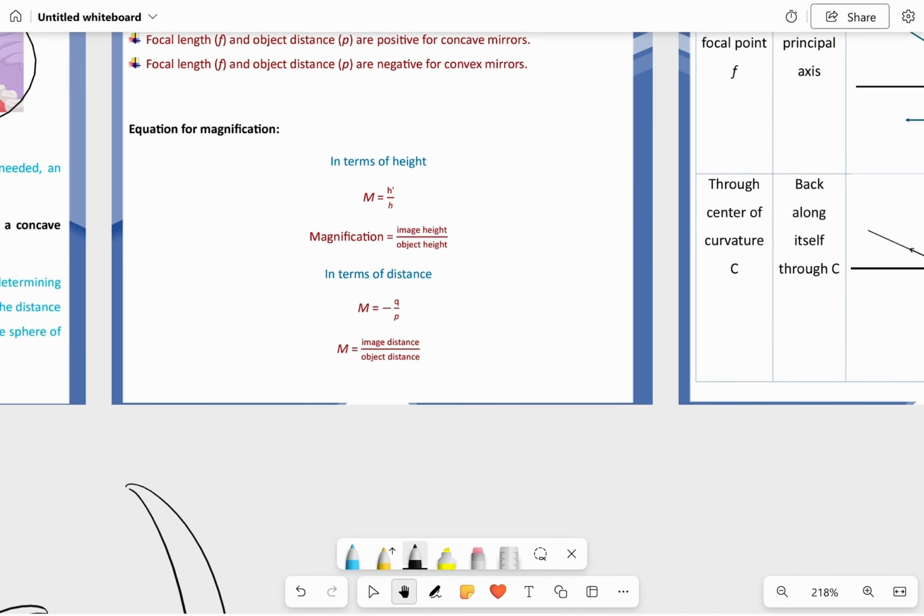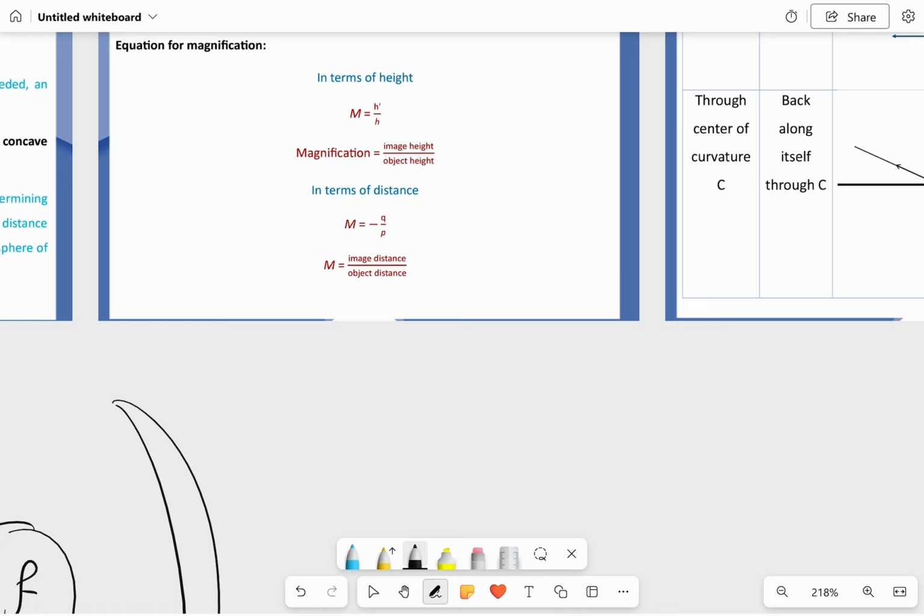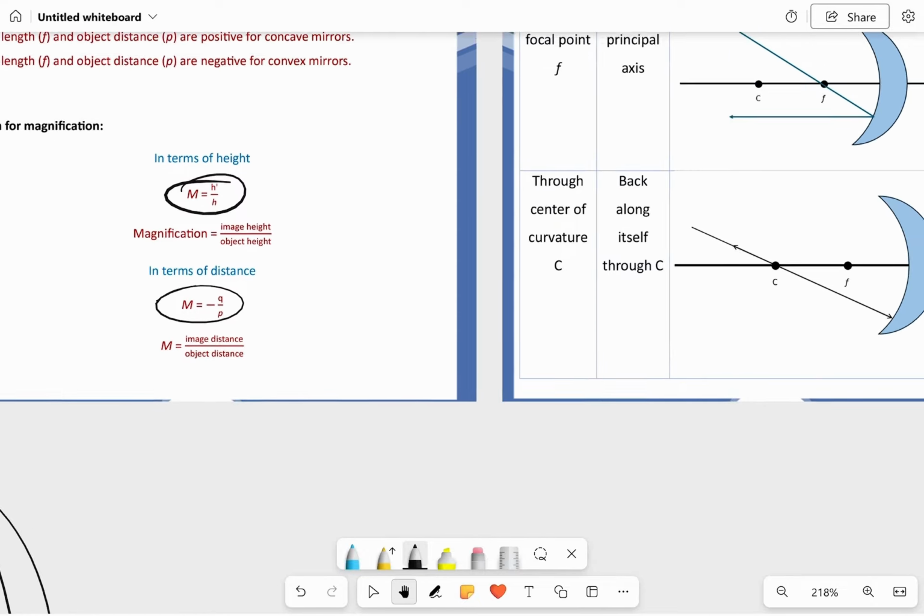Careful. If we are dealing with the magnification in terms of height, we will be using this one. Magnification is equal to, if you want to know how magnified the object is, we're going to calculate it like this in terms of height: image height divided by object height. In terms of distance, we're going to say m is equal to minus q, which is image distance, divided by p, which is object distance.